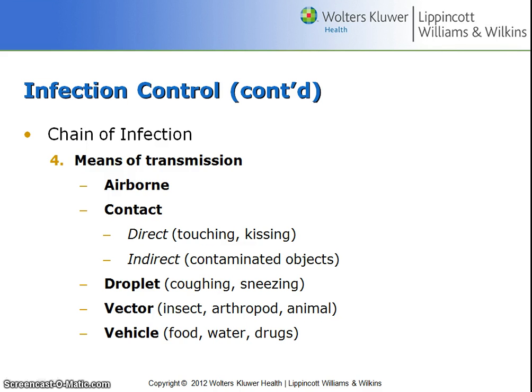Alright, there's several means of transmission for infection. Airborne, an example of that is tuberculosis. There's contact, direct, as in touching or kissing, like mononucleosis. Indirect, contaminated objects, such as a staph infection. Droplet, an example would be the cold virus, the rhinovirus. Vector goes along with the example I gave earlier, malaria. And vehicle, food, water, or drugs, like salmonella you get from eating contaminated food.